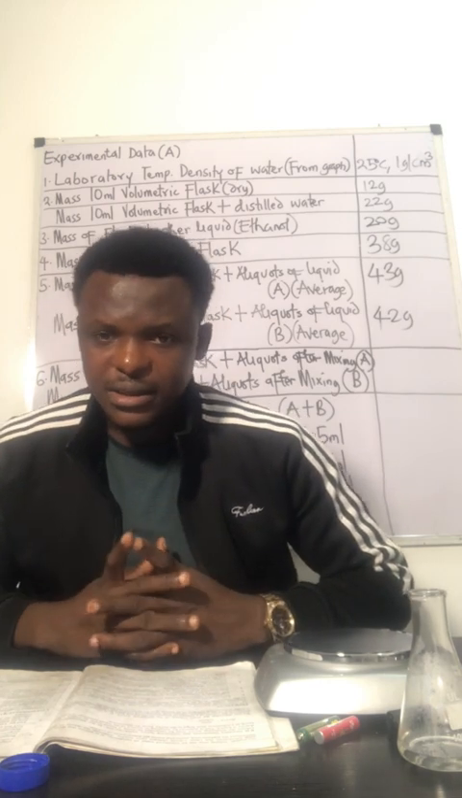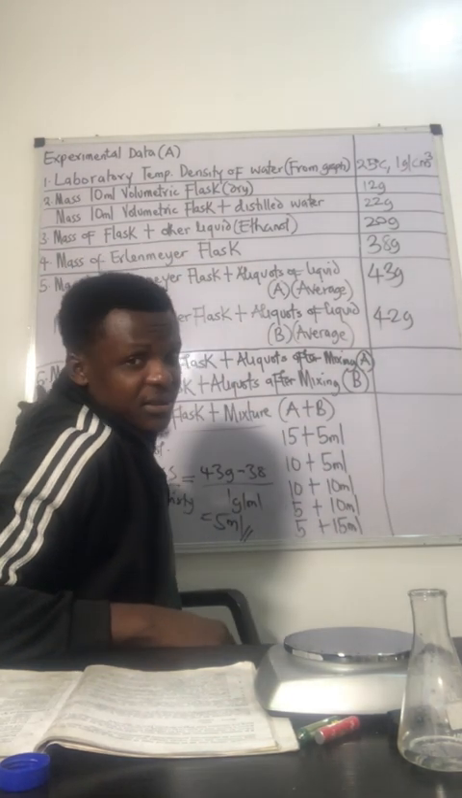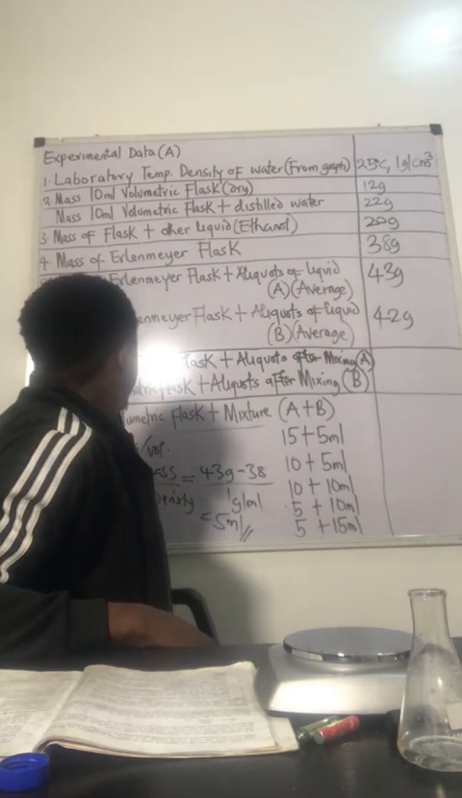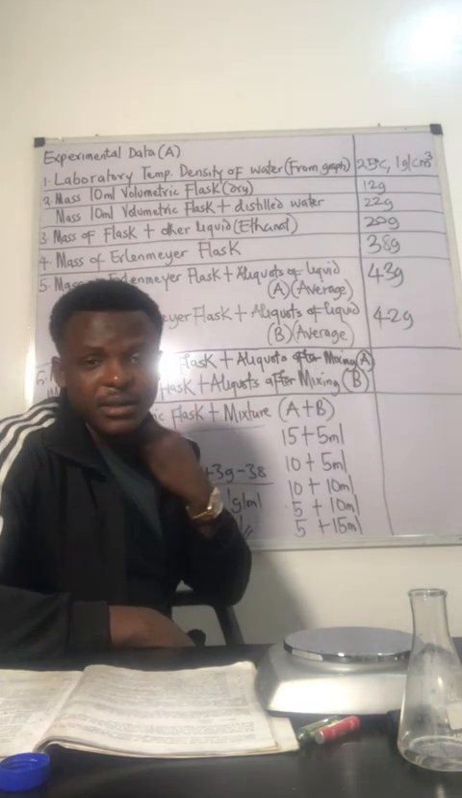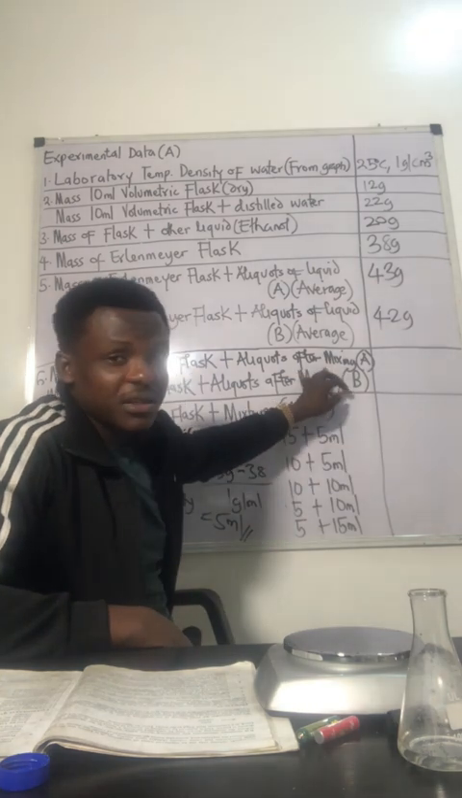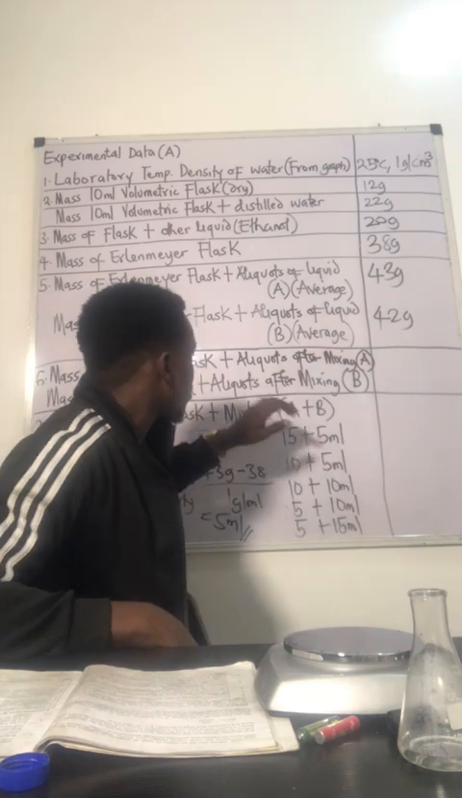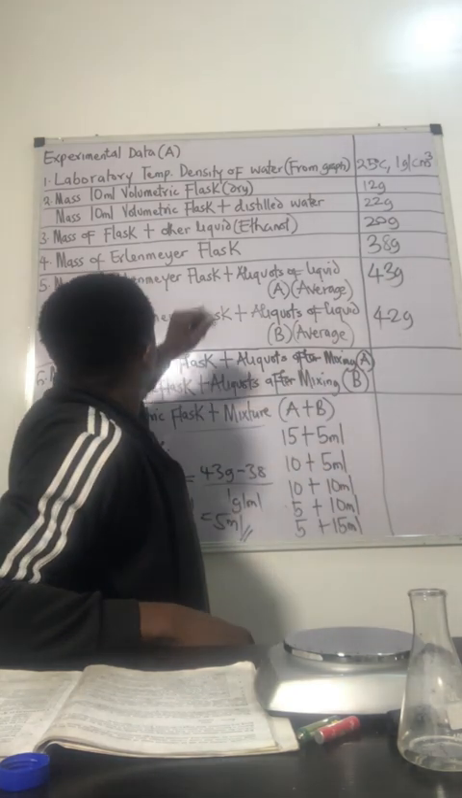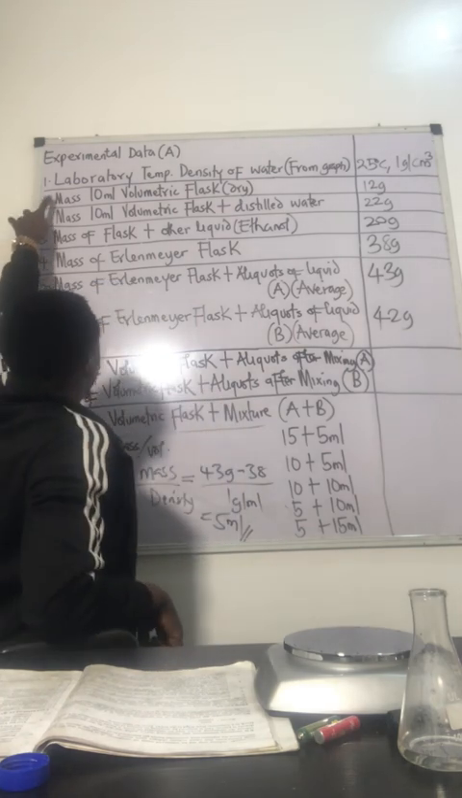Now, if you look at the data table, I think data number 6 says mass of volumetric flask plus aliquots after mixing. You don't really need to stress yourself for this particular procedure. Yes, just like I told my students, you don't need to stress yourself. Listen, whatever your answer, number 2II, you know we have 2I.